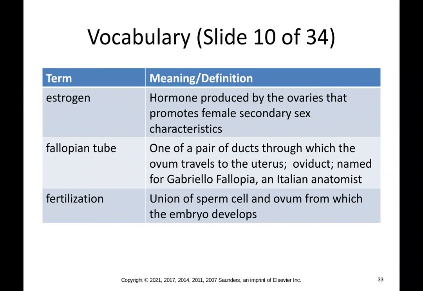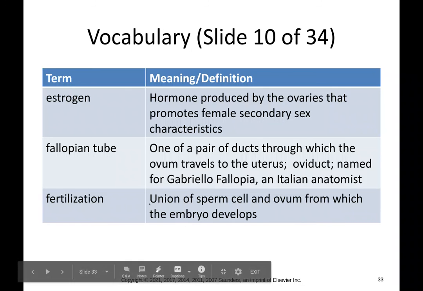Fallopian tube, one of a pair, so there's 2 fallopian tubes. These are ducts through which the ovum travels to the uterus. The oviduct is the other name for it, and this is named after Gabriello Falloppia, an Italian anatomist. Fertilization is the joining or union of the sperm cell and the ovum from which the embryo develops.